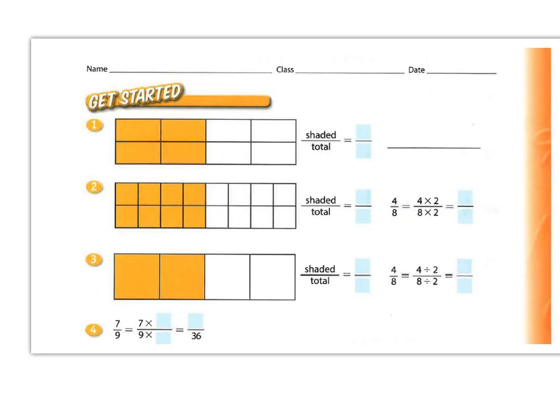So here we are getting started. So we have the shaded over the total. So we have 1, 2, 3, 4 that are shaded. So we're going to put 4 right here, and the total is 1, 2, 3, 4, 5, 6, 7, 8. So then our fraction is 4/8.